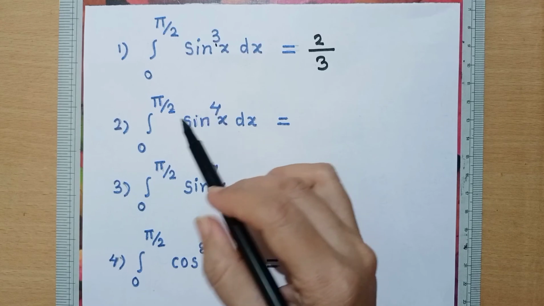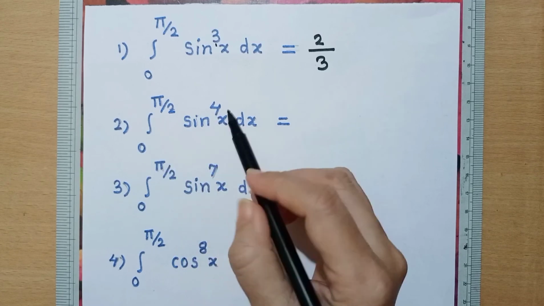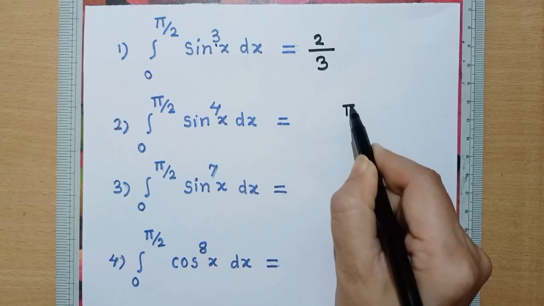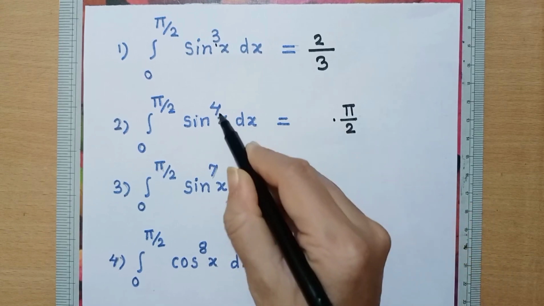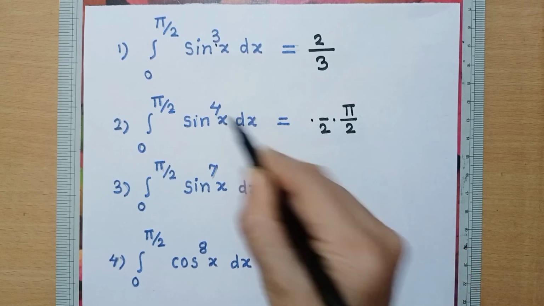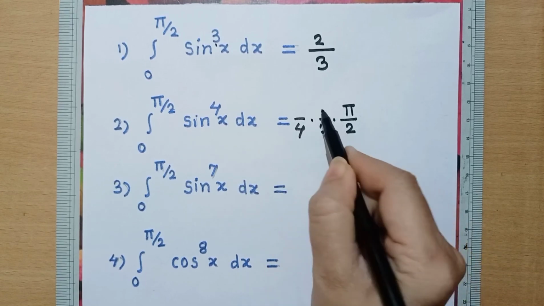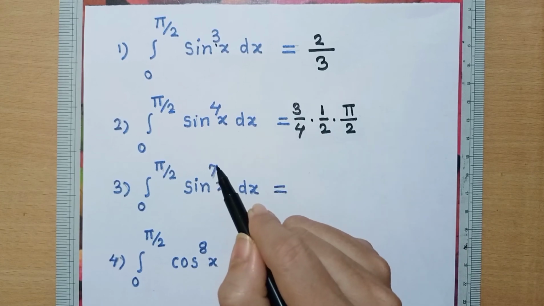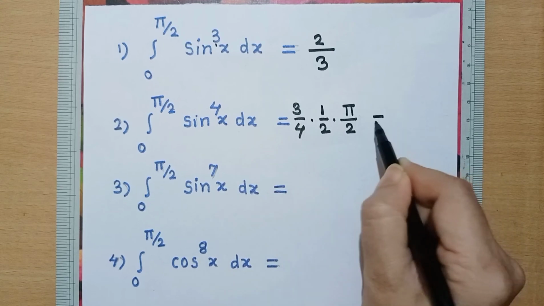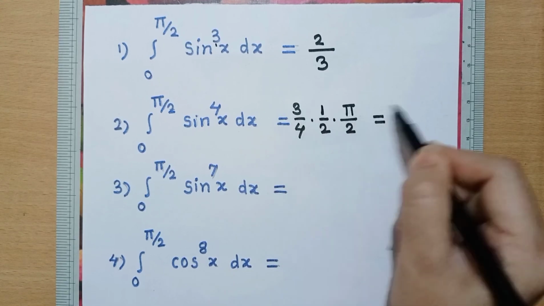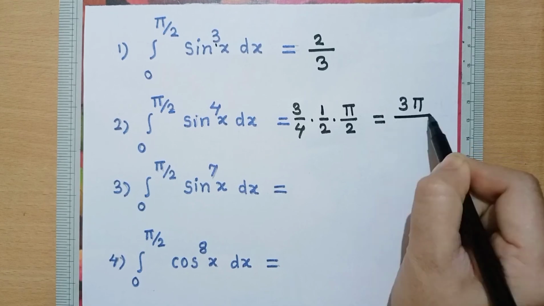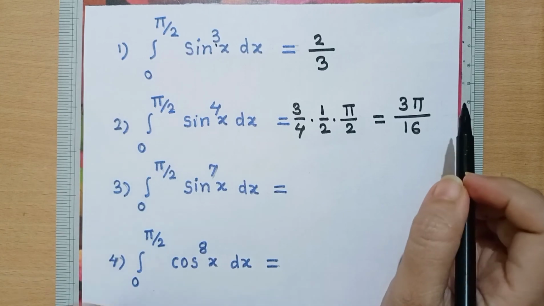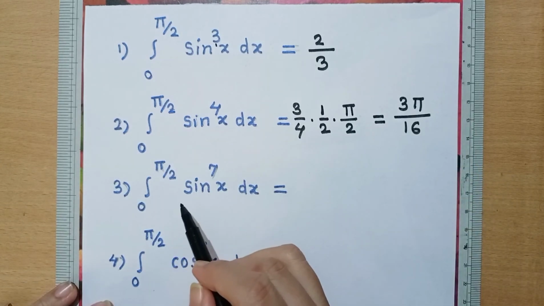Now check the next one. Integration sine of x raised to 4 from 0 to pi by 2. Now this is an even number, and for an even number we know that we have to write pi by 2 first. Then here 2, and next one 4. Here we will stop. Now this number is 1, and one number less means 3 upon 4. And again we have to write this in simplest form. So multiply 3 pi by, and here 4 2s are 8, 8 2s are 16. Finish. Very simple answer.